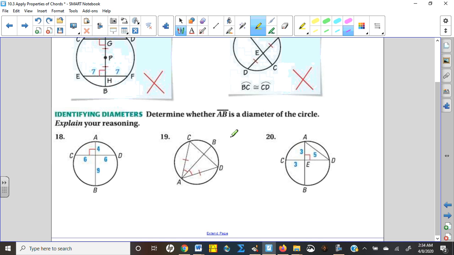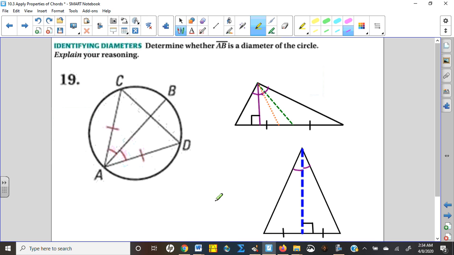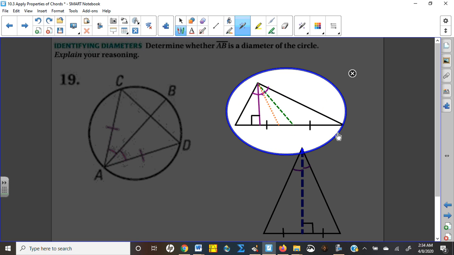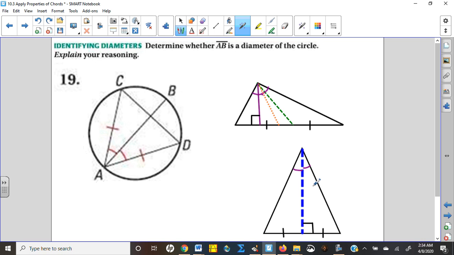I think I have a bigger picture of that one right here, right? This is what we were talking about. A little review. In most triangles, your altitude, which is the purple segment, your angle bisector, which is the orange segment, and your median, which is the green segment, are all three distinct segments. But in an isosceles triangle, they all are exactly the same segment. And that's the situation we had here that helped us verify that AB was a diameter.